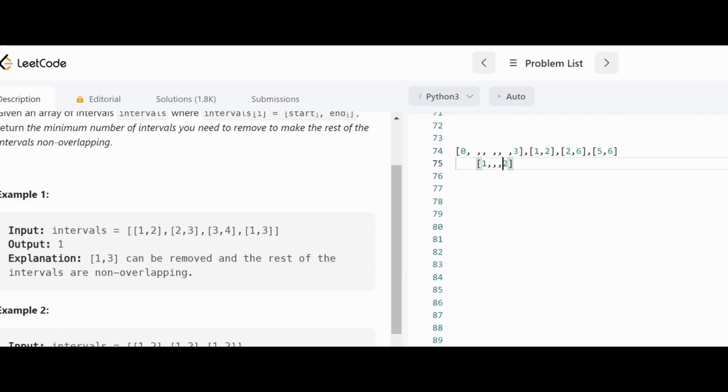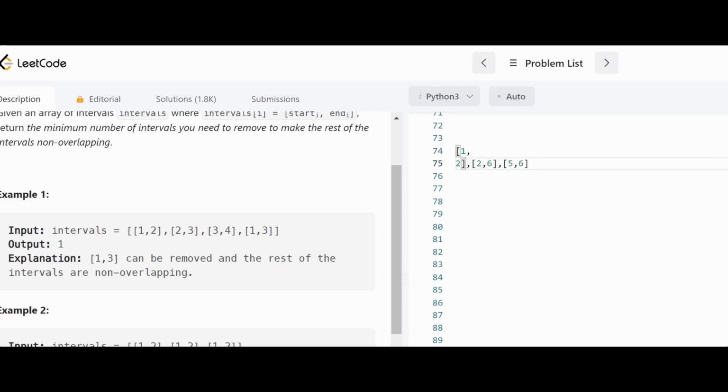Okay, since in this case 0 and 3, right? Now we have two possibilities again. We can remove 0 and 3, we can remove 1 and 2, either 0 3 or 1 and 2. So let's remove 0 3 in this case and see what happens. Since we removed 0 and 3, now we go forward and see that we have 1 2 and 2 6.